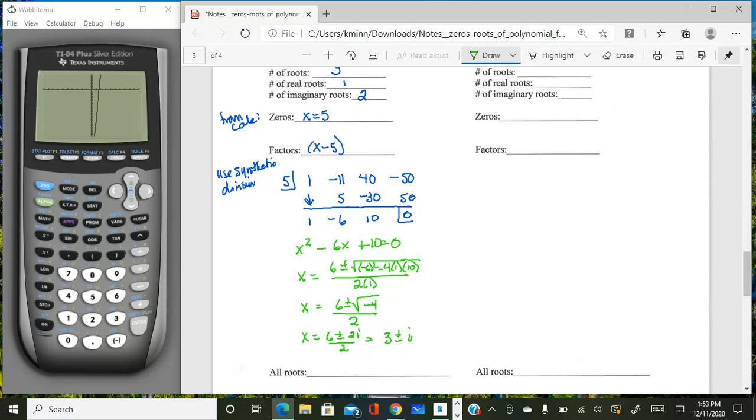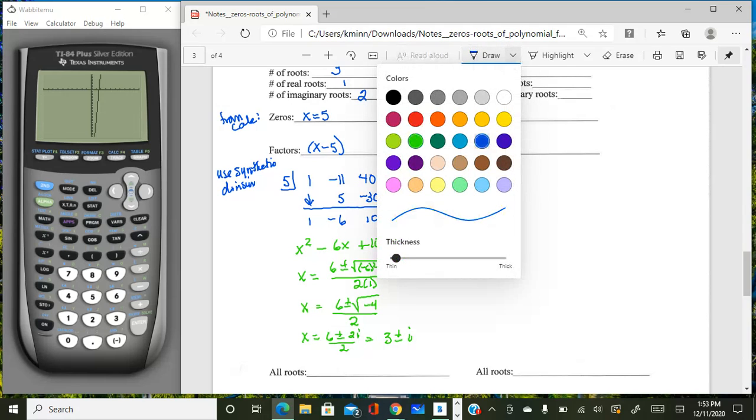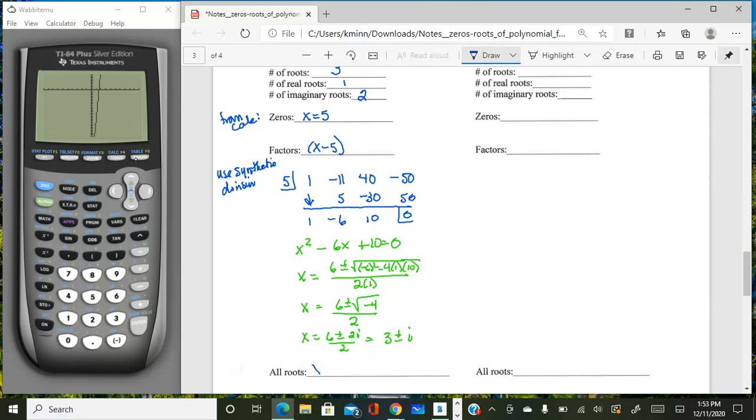Those are the remaining 2 imaginary solutions. So our final number of solutions to finish this up, all of our roots: x is equal to 5, and x equals 3 plus i, and x equals 3 minus i.